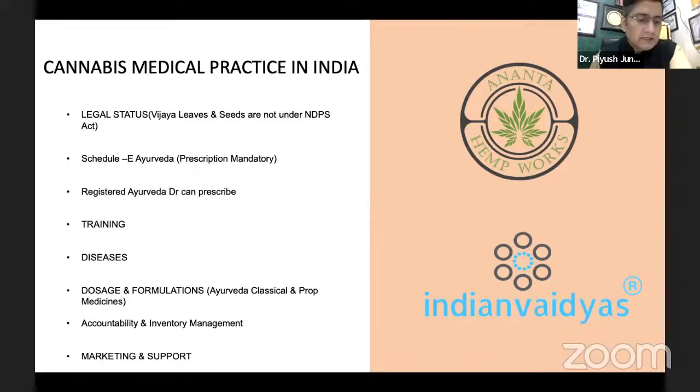There are categories of diseases that we need to understand, and accordingly we need to position them as far as indications are concerned. Dosage and formulations are there, both classical and proprietary. In classical, we know certain formulations like Triloki Vijayavati. There are specific tinctures, capsules, tablets, many forms available. And in classical, Triloki Vijayavati, Kameshwar Modak, and around 190 formulations are there.